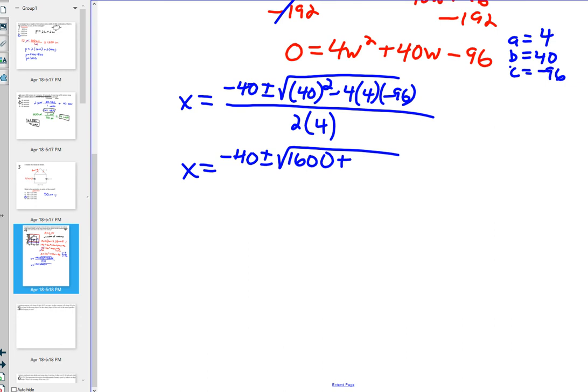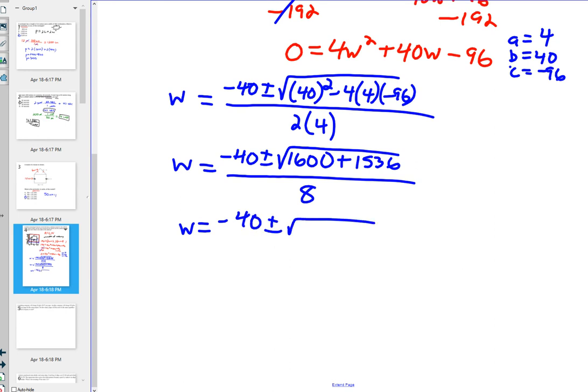Somebody with a calculator tell me what's 4 times 4 times 96. 1536, okay? Over 8. X is equal... actually, no, I'm here writing X like a fool. Sorry. W equals negative 40 plus or minus the square root of 2136.